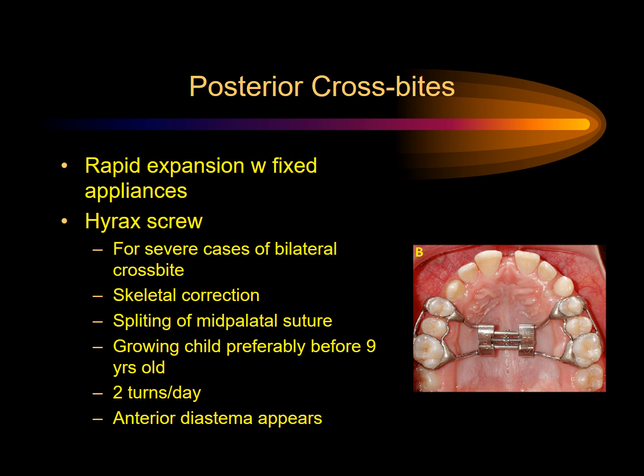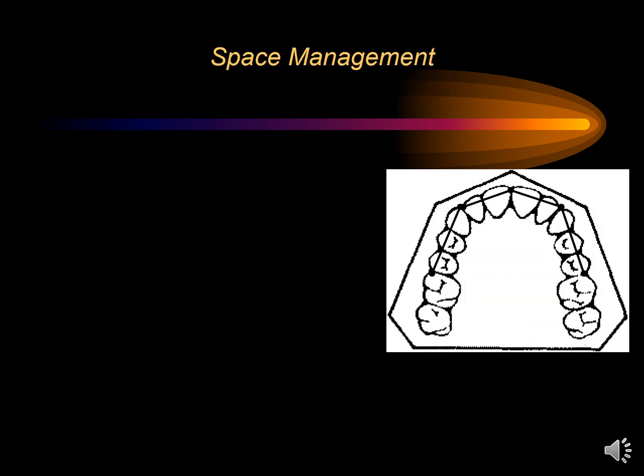The screw is turned 2 turns per day, and as the treatment progresses, an anterior diastema appears, and this should be warned to the parents. The parents should be warned about this so that they do not get anxious about the opening of the diastema.